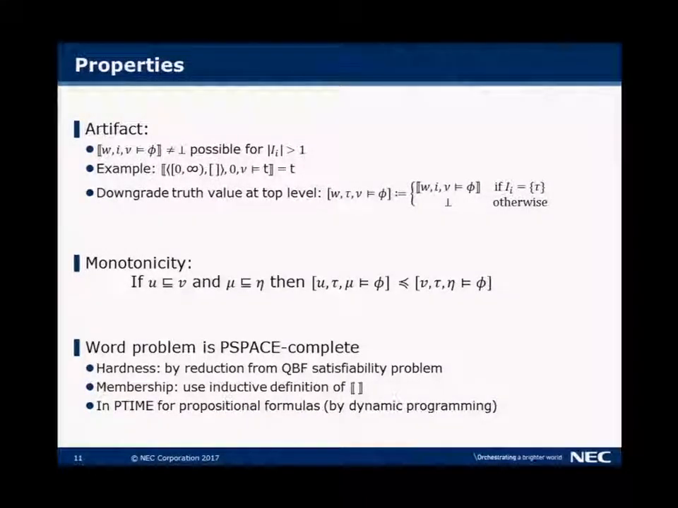That will not happen. The word problem, I mean, checking whether an observation satisfies an MTL formula is PSPACE-complete. That is not hard to see. Hardness is more or less a simple reduction from QBF. Membership, you more or less use the inductive definition of the semantics. Worthwhile to note is that in a propositional setting, it's much simpler. You can do it in P time. So the complexity more or less comes from the data values, and you can see this also in the reduction.